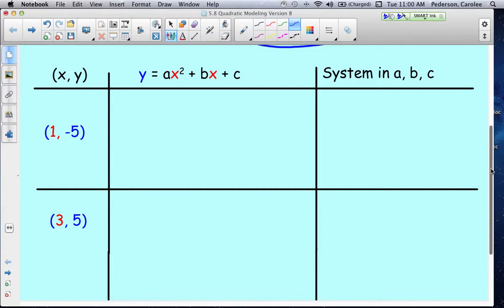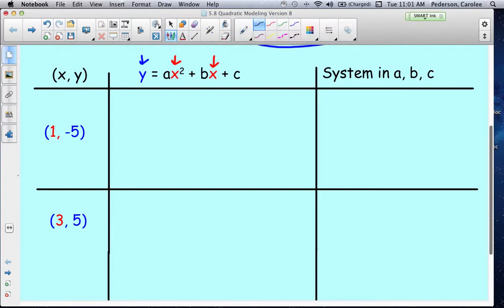So let's start off with the first ordered pair. The first ordered pair is 1, -5. The 1 represents the x, and the -5 represents the y. And we are going to be substituting in y of -5 and x, which is 1. And then we're going to reduce it down to an equation that's in A, B, and C form.